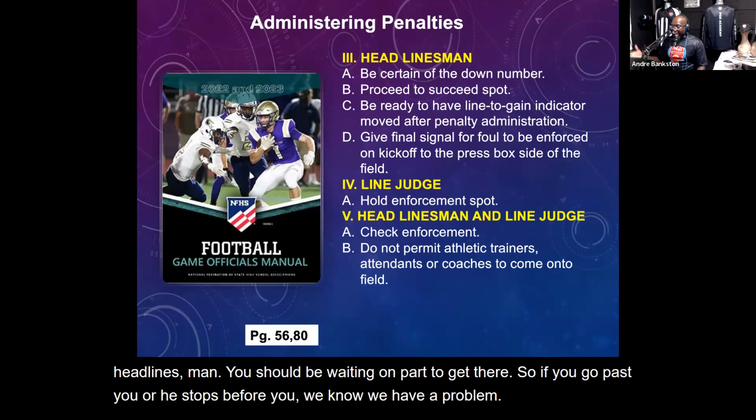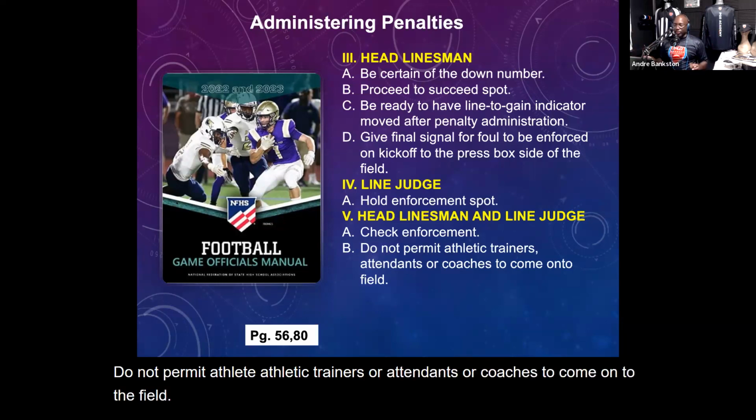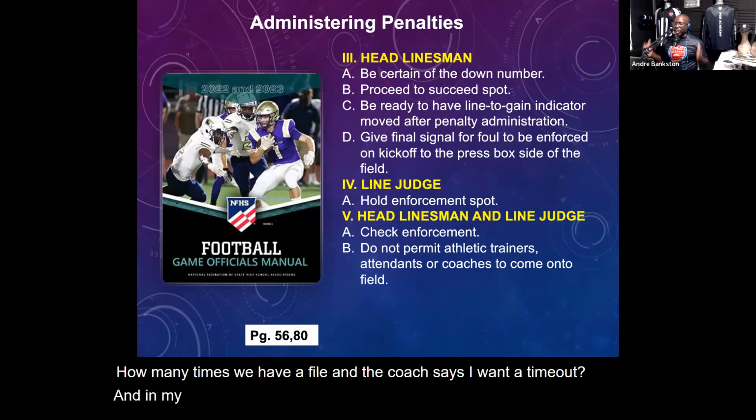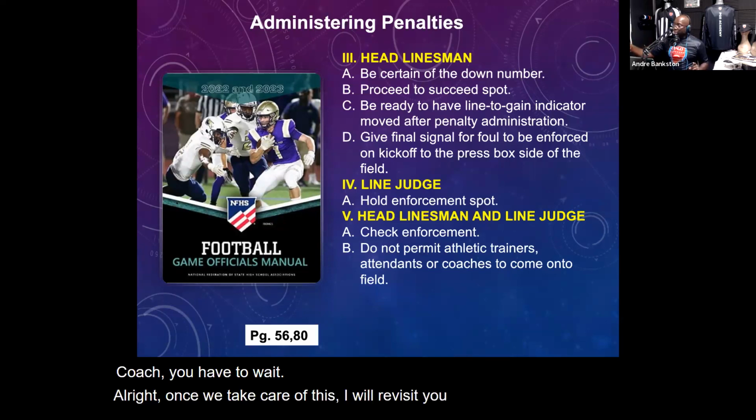Do not permit athletic trainers or attendants or coaches to come onto the field. How many times do we have a foul and the coach says, I want a timeout, and then my head linesman and line judge grants it? You tell them, coach, you have to wait. Once we take care of this, I will revisit you again to see if you want a timeout.